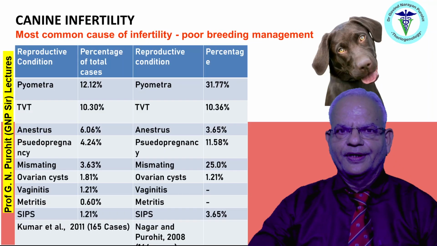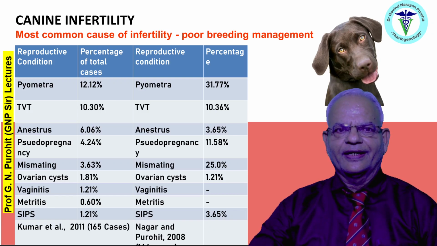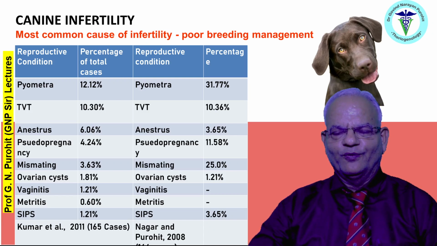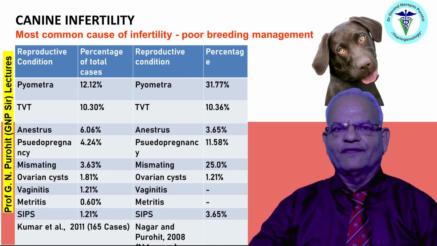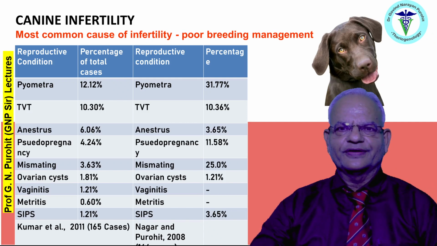Now, the most common cause of infertility in dogs is poor breeding management. And besides poor breeding management, another frequent cause of reproductive problems in the dog is pyometra, the accumulation of pus in the uterus, right?